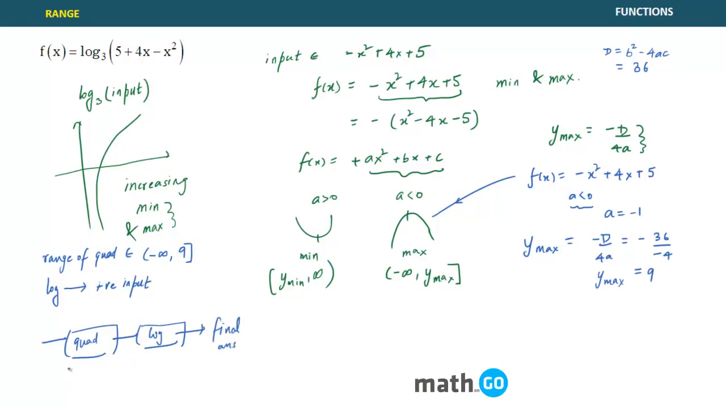So now you have found that this quadratic will lie from minus infinity to 9. This becomes the input for this. So the range of the first function now becomes the input of the second function, right? But we understand that if you input this in log, log will not see this because it has negative values. That's the problem. So log will reject the negative values.